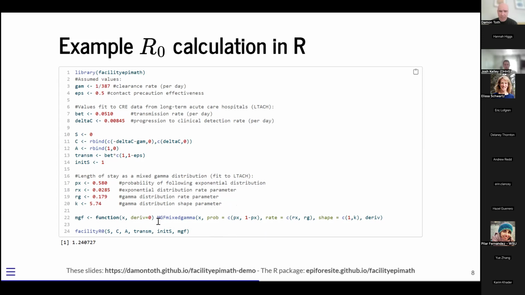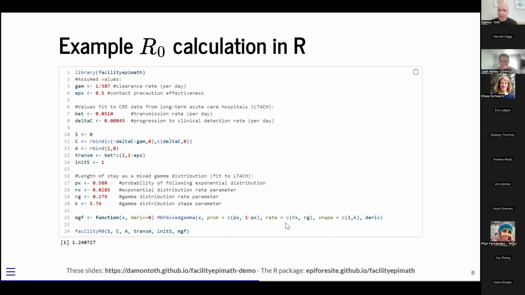And we provide this function here as part of the R package, MGF mixed gamma, that encodes automatically that moment generating function when you have a mixed gamma distribution with the given set of parameters. So it just takes the probability of following the 2 different distributions in the mixture, the 2 different rate parameters, the 2 different shape parameters, which are sort of the standard gamma, the 2-parameter gamma parameters.